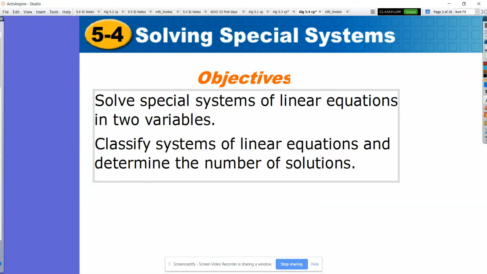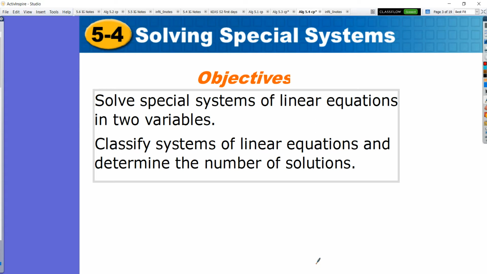All right, algebra students. So now we are on lesson 5.4. And what we've done so far in chapter 5 is we've already covered all the different ways that we can solve a system. So we got graphing, we have the substitution method, and then we had the elimination method we used yesterday. So we've covered all the different ways to solve them.